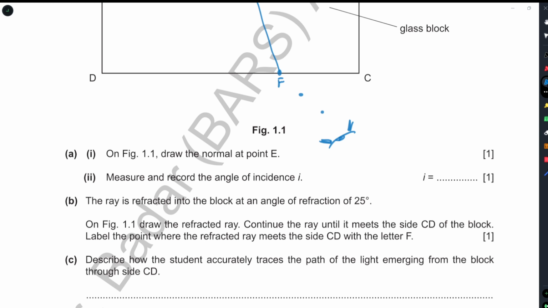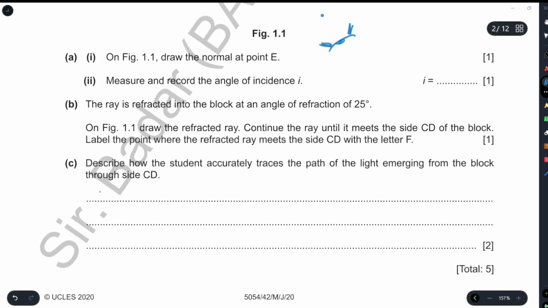Okay, so essentially what we do is place pins. You need to place pins in the direction, नहीं, in the direction नहीं लिखते हैं. So you need to place pins where the light ray can be observed.